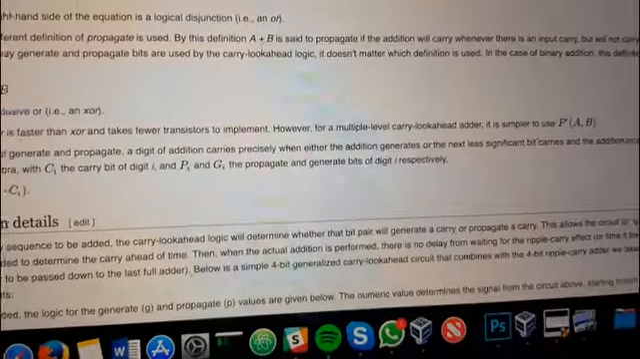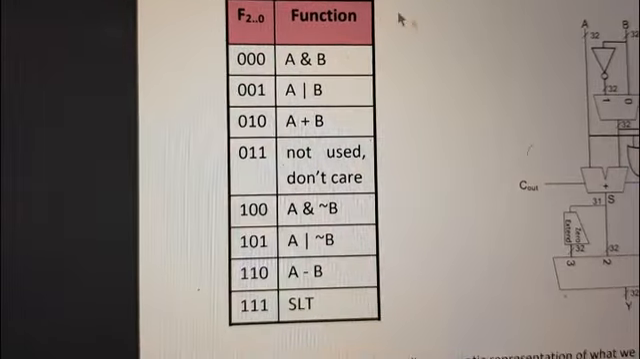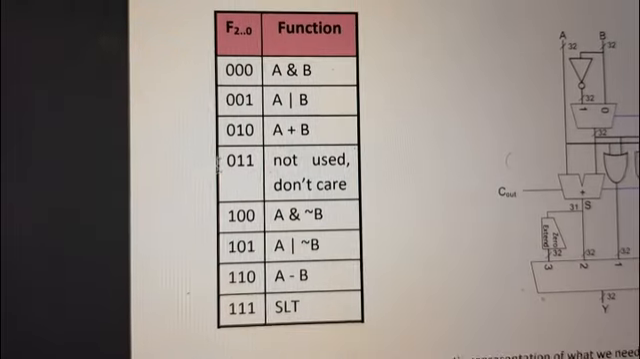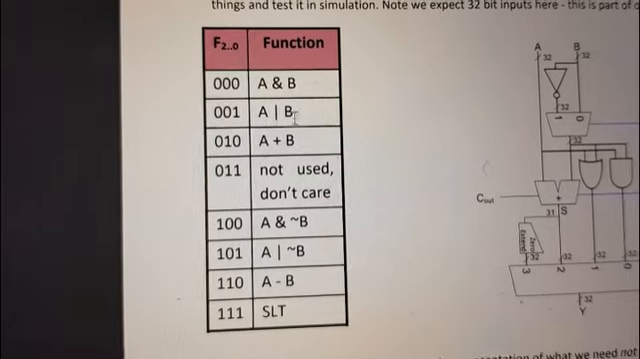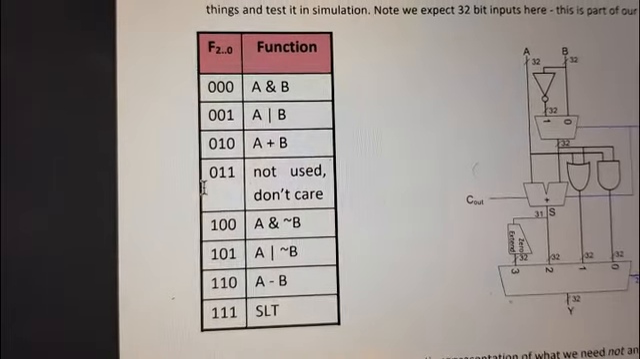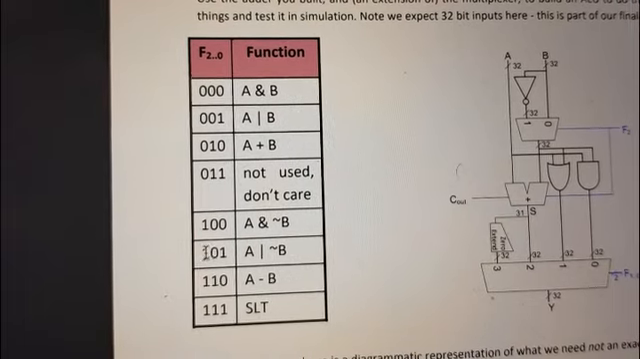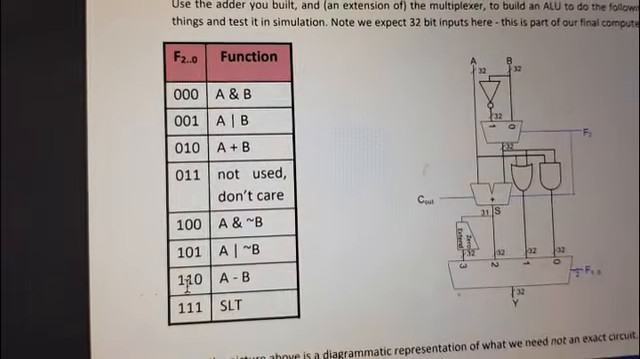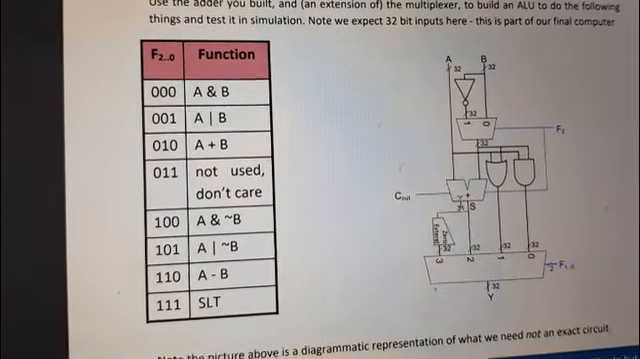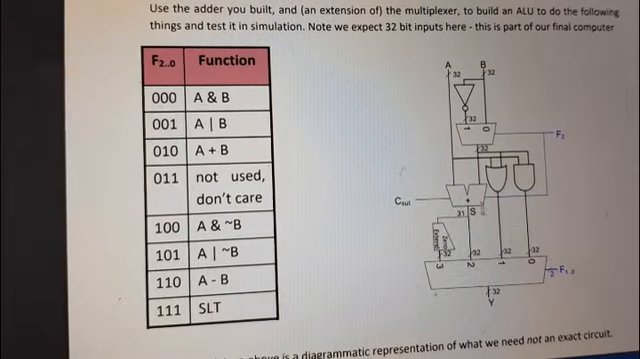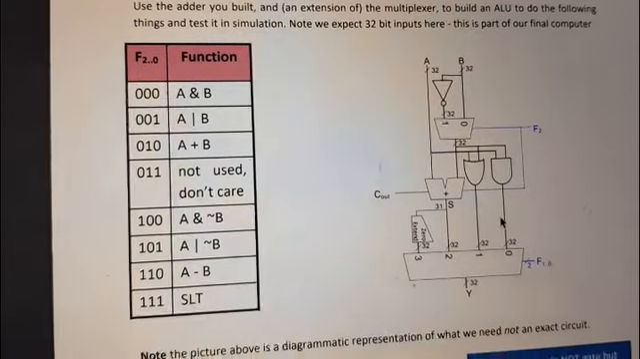So according to the truth table, that's the funct code here on the left. If the funct code is 000, it will perform A and B, 001 A or B, 010 A plus B, 011 is don't care. So 100 is A and not B, 101 A or not B, and 110 will set the adder here to subtract, and that will perform a subtraction, and 111 will check if it's less than or not.